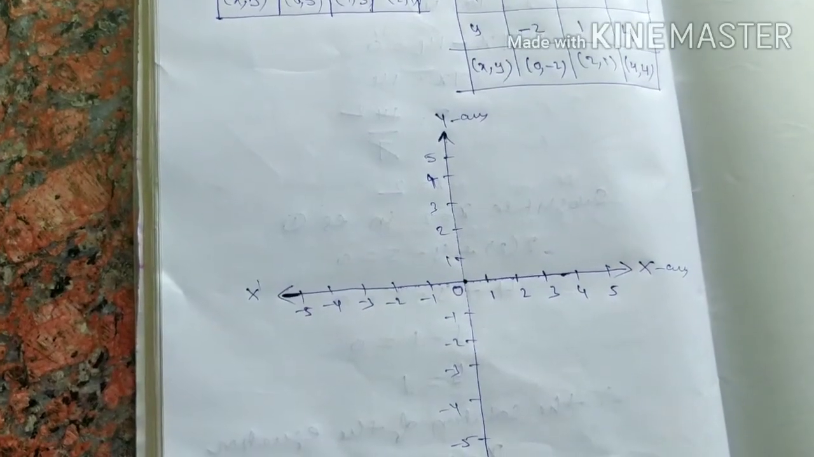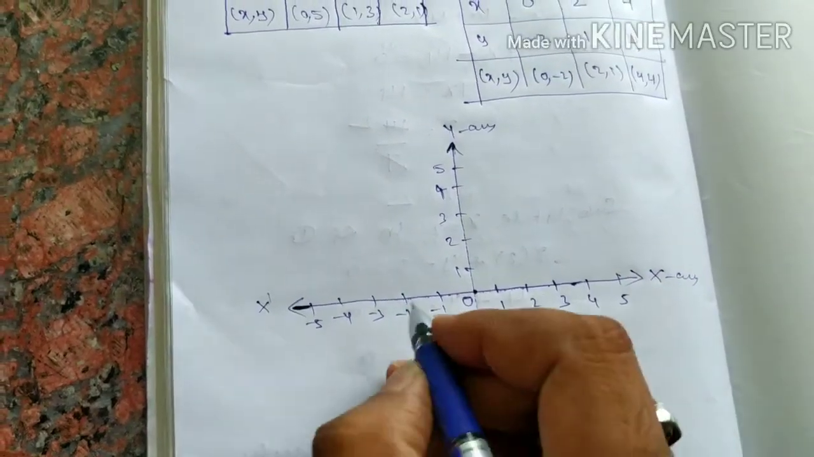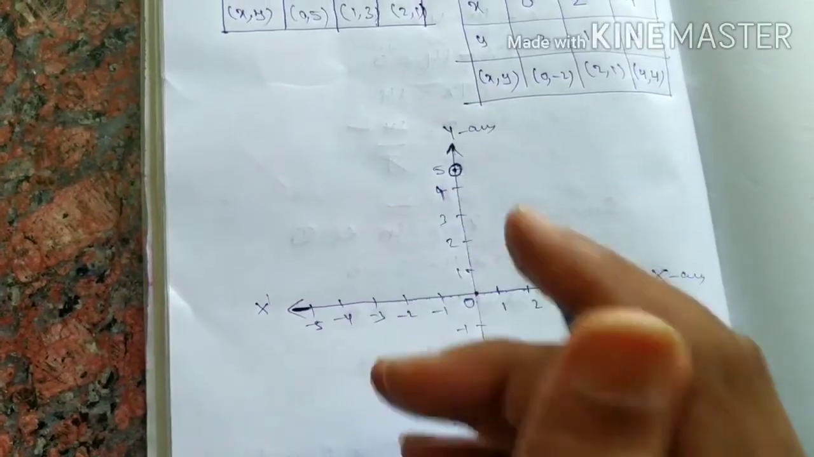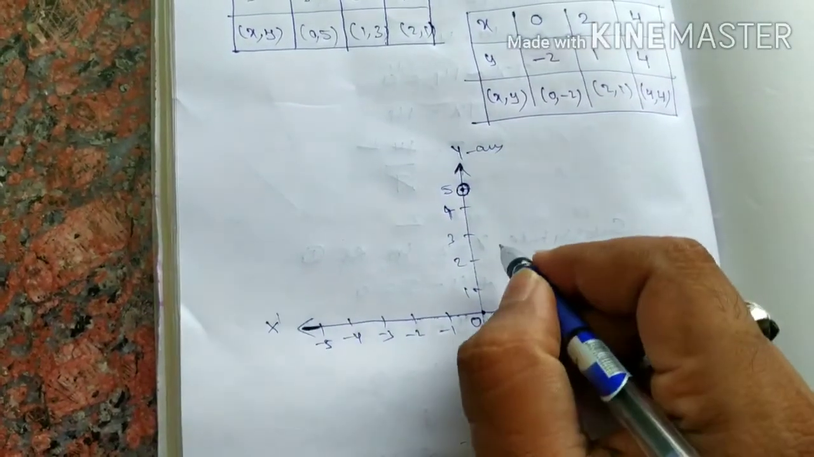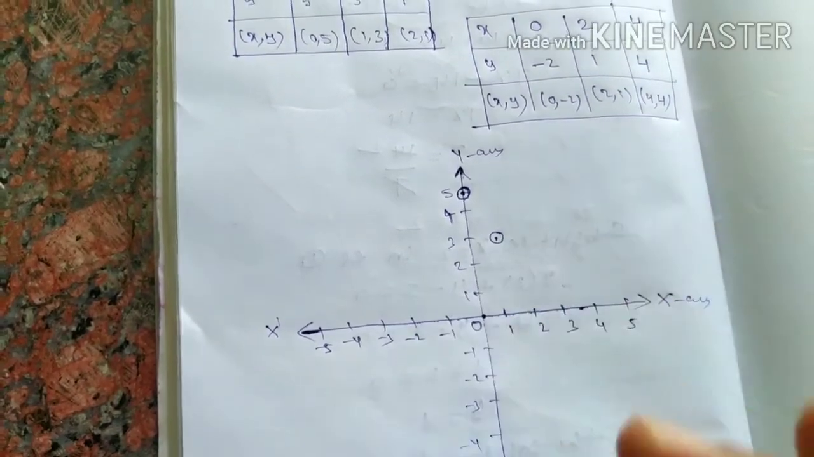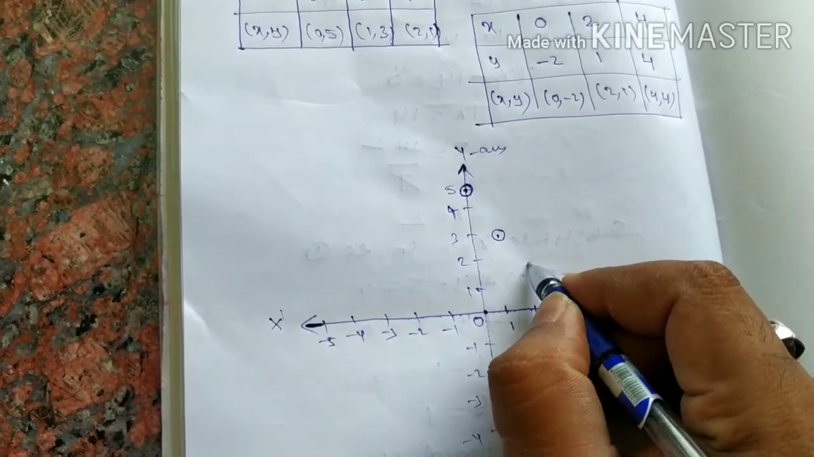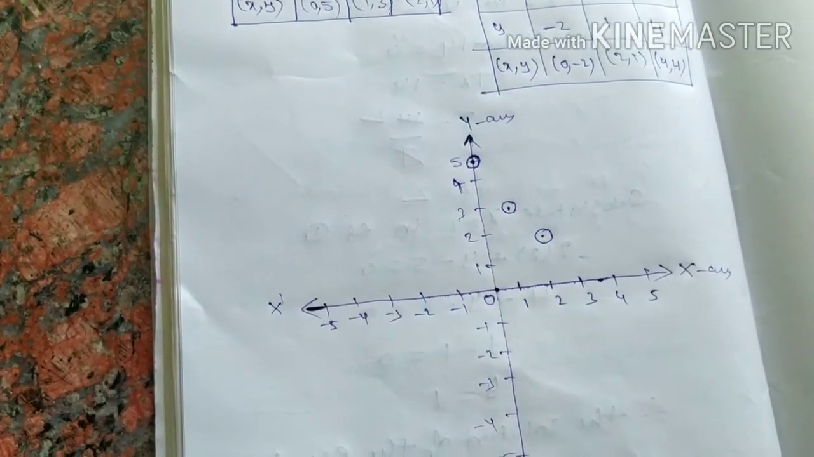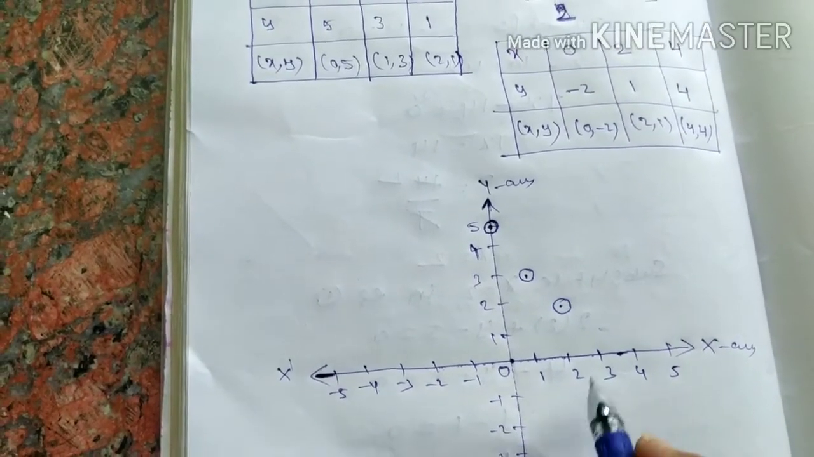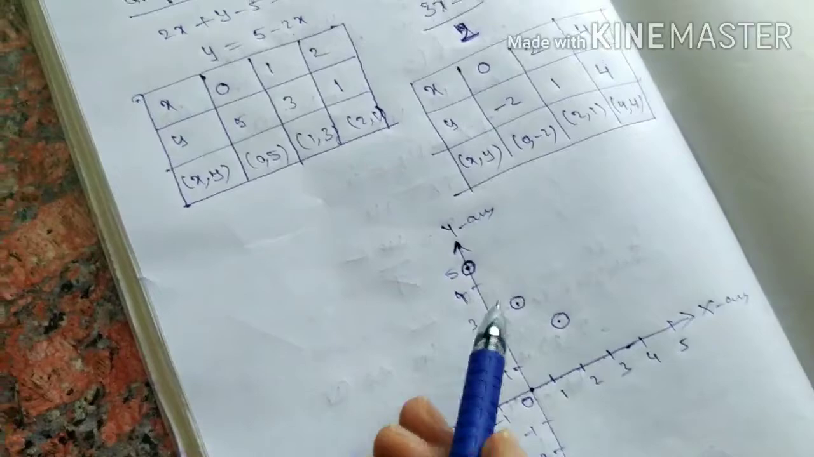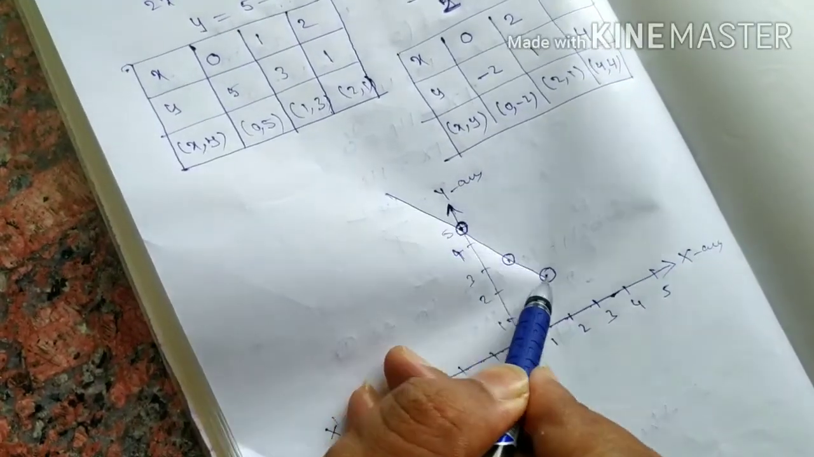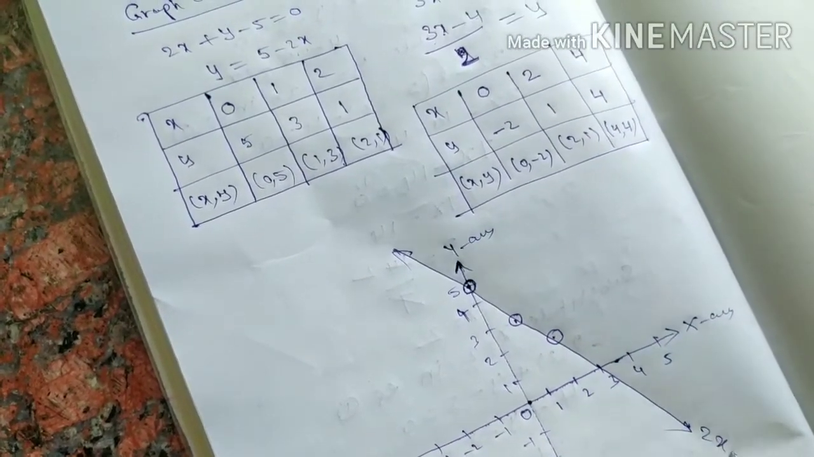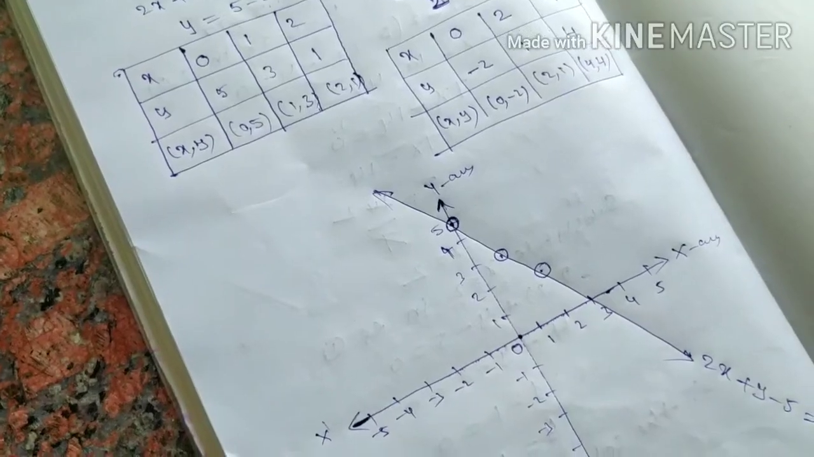Plotting points on the graph sheet. How to plot the points? So 0 comma 5: x value 0, y value 5. Next 1 comma 3: x value 1, y value 3. Next 2 comma 1. This is 2 comma 1. We should draw a straight line. From these 3 points you can draw a straight line. That line's name you also write: 2x plus y minus 5 is equal to 0.